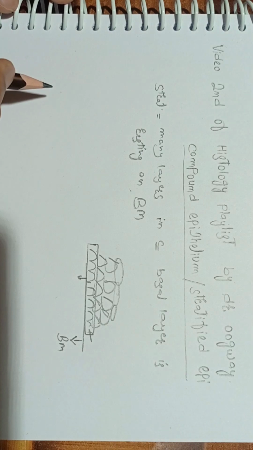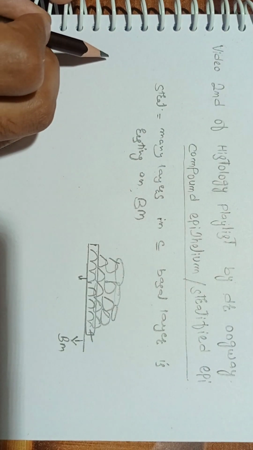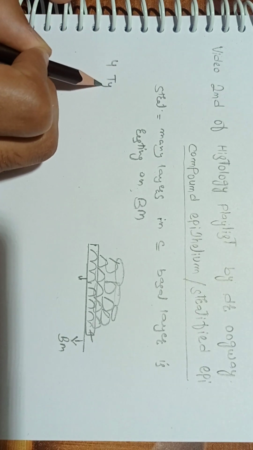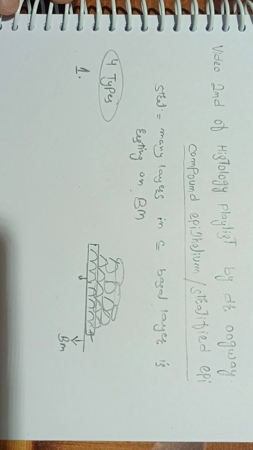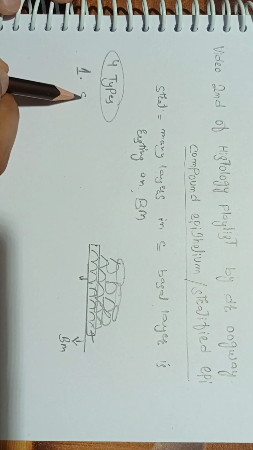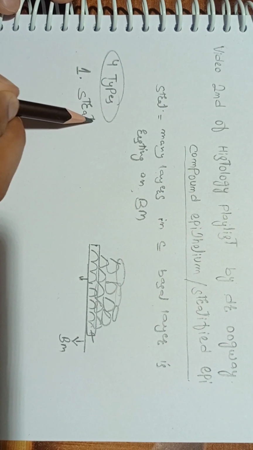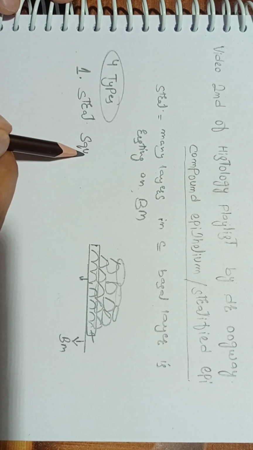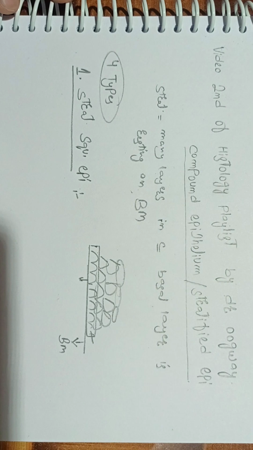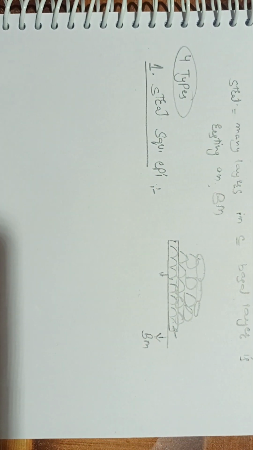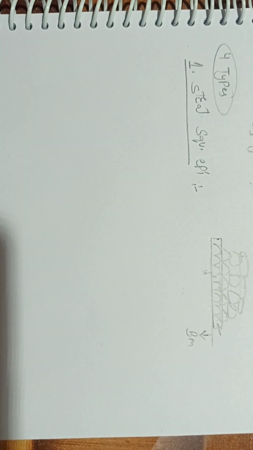So this is stratified epithelium. Now this stratified epithelium or compound epithelium is divided into four types. How many types? Four types. The first type of stratified epithelium is known as stratified squamous epithelium. Now we will draw this diagram and I will tell you what it means. What is stratified squamous epithelium?